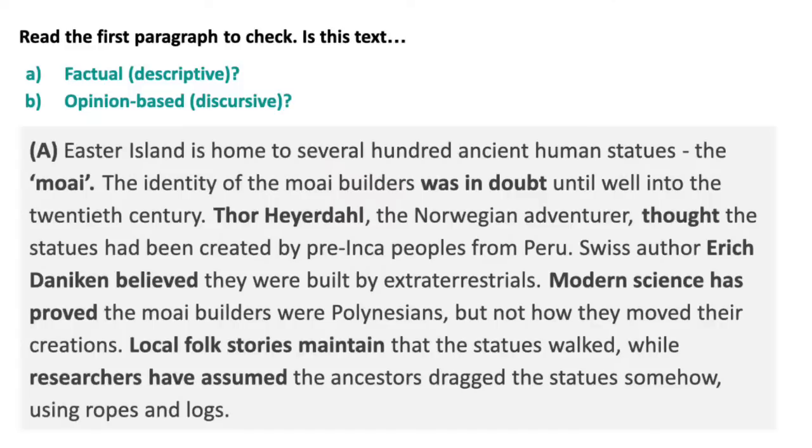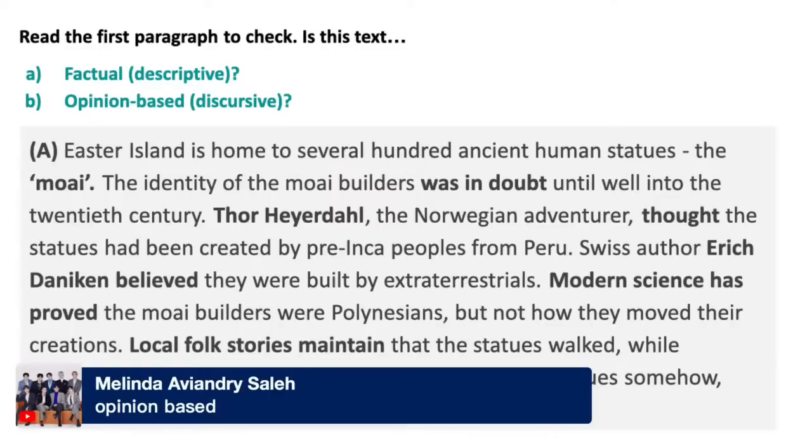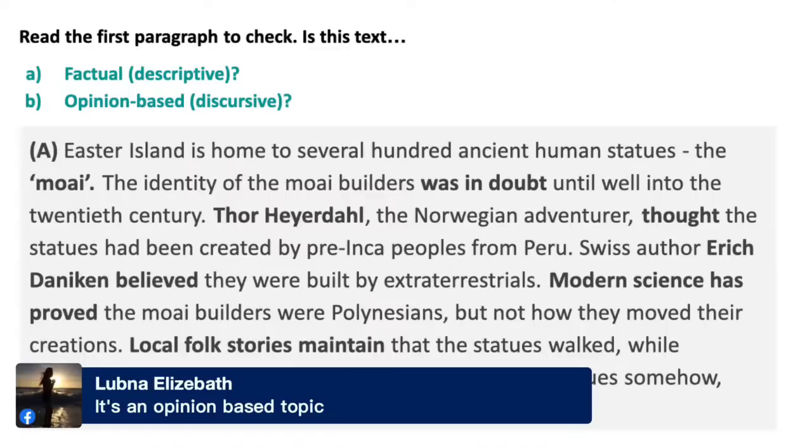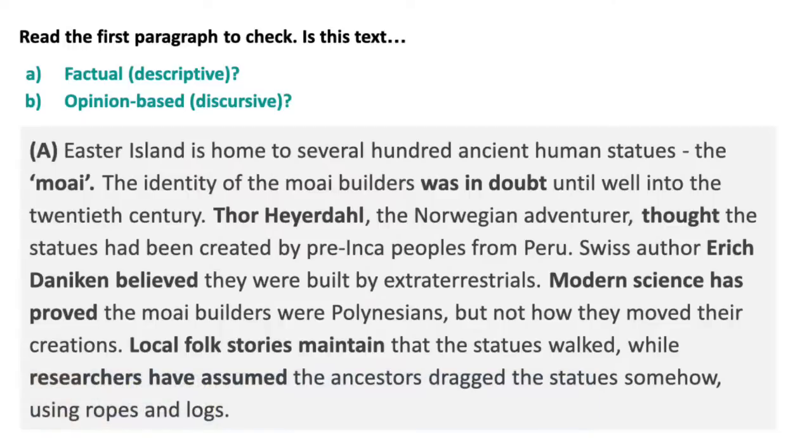Okay, there's a real mix, Keith, isn't there? People say half opinion, half factual. Melinda says opinion based. Rosa's back to factual. Menez factual. Very interesting. Lubna says opinion based. So there's a complete mixture. Okay, help us, Fiona. So how many people's opinions can you see just in that one paragraph?